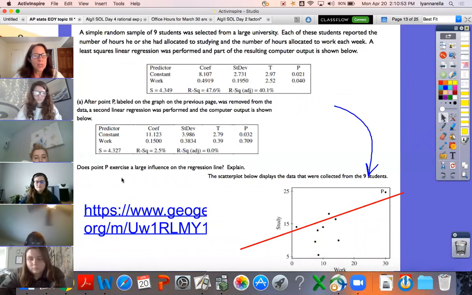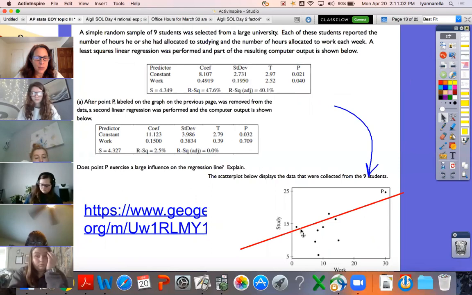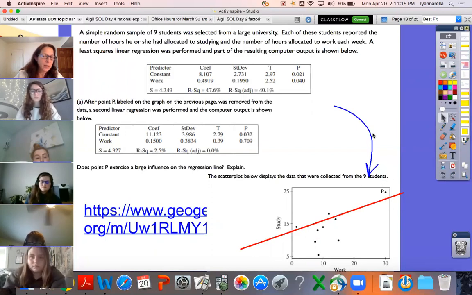So this one is talking about points of influence. If you look, P is way out here beyond the X values of these other points. These X values start somewhere around 0 and go to about 15, and then this P value has an X value of about 30. So that's going to be a point of high influence. If it goes high, it's going to bend the slope way up. If it goes low, it's going to pull the slope way down.